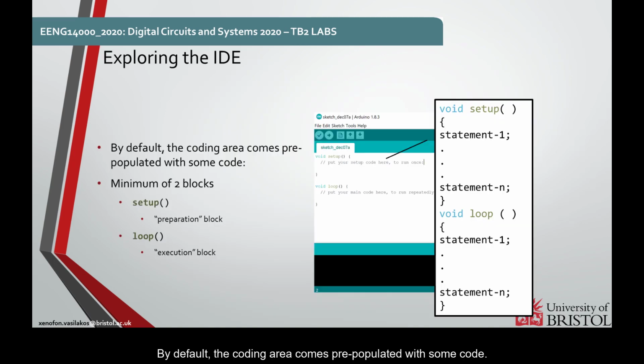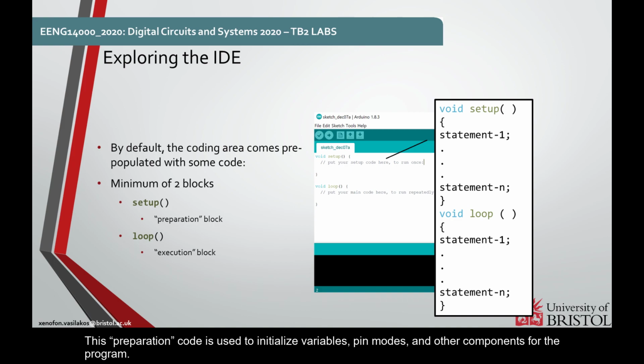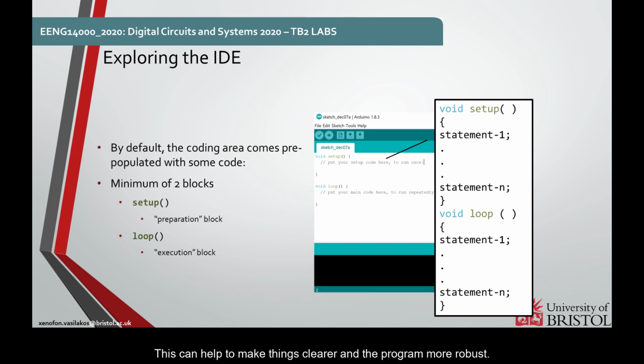By default, the coding area comes pre-populated with some code. The structure of a program has a minimum of 2 blocks, setup and loop, with each block containing a set of statements enclosed in curly braces. Setup is the preparation block, and loop is an execution block. The setup function is called when the program starts. This preparation code is used to initialize variables, pin modes, and other components of the program. While not compulsory, it is a good practice to keep initialization code away from the execution code loop. This can help to make things clearer and the program more robust.